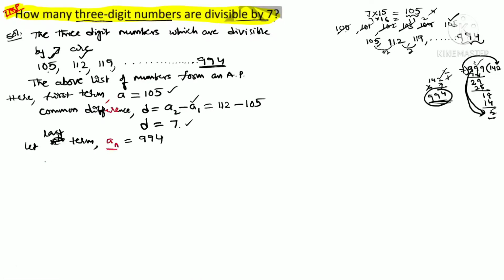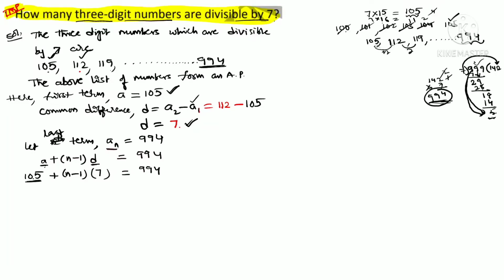The formula is a plus (n minus 1) into d is equal to 994. After writing this formula, our task is to substitute the a value as well as the d value. The a value is 105, the d value is 7. So those two values we will substitute here: 105 plus (n minus 1) into d, d is 7, is equal to 994.